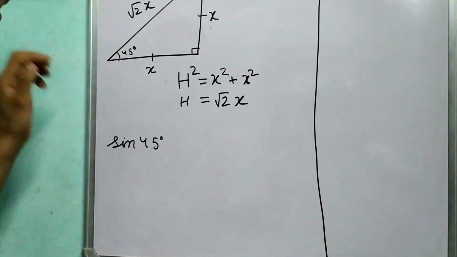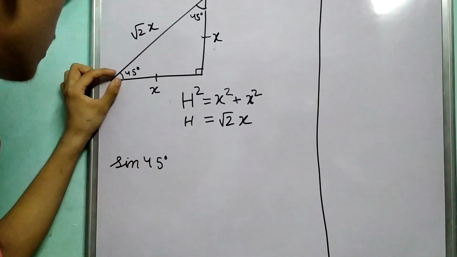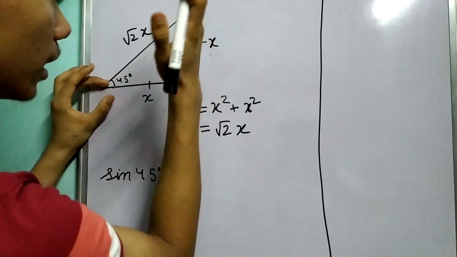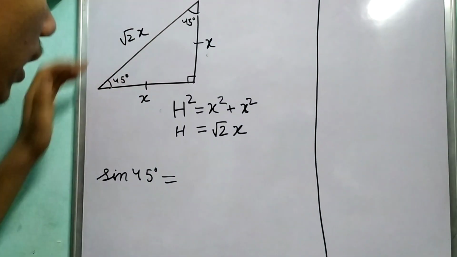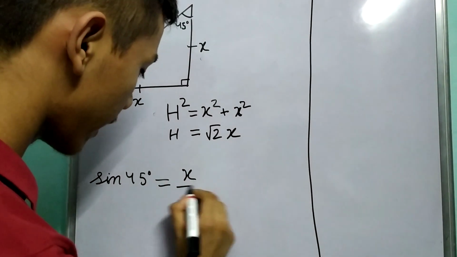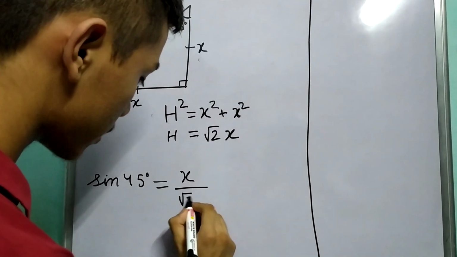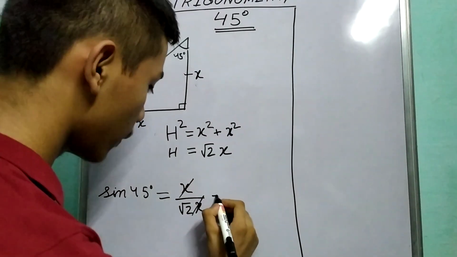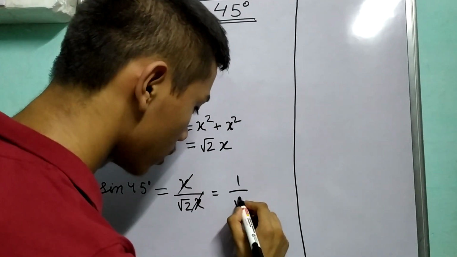Okay, sine of this angle. This angle doesn't really matter. So sine of 45 degrees. What is sine? Sine is the ratio of perpendicular to hypotenuse. So p upon h, so x divided by hypotenuse. Hypotenuse is nothing but root 2x. The x cancels out and we are left with 1 upon root 2.